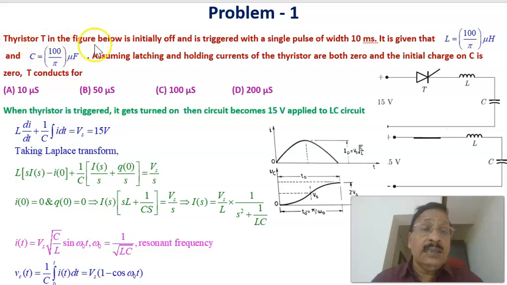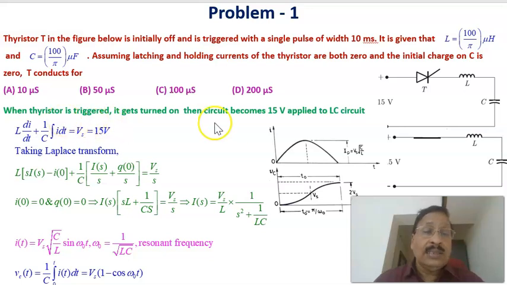Thyristor T in the figure below is initially off and it is triggered with a single pulse of width 10 milliseconds. It is given that the value of inductance L is 100 by pi microhenries and capacitance C is equal to 100 by pi microfarad. Assuming the latching and holding currents of the thyristor are both 0 and the initial charge on the capacitor is 0, T conducts for how much duration? That's the question. And the answers are given here.